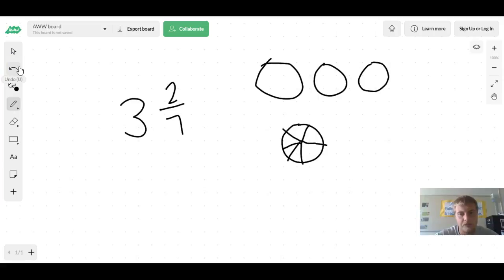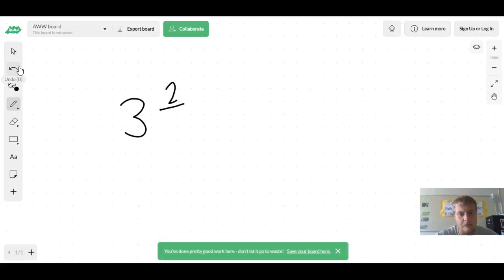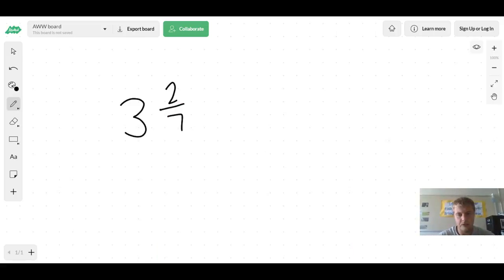So generally, we don't like to write these as mixed numbers. Generally, we like to write these things as improper fractions. So an improper fraction is a single fraction with no number in front.